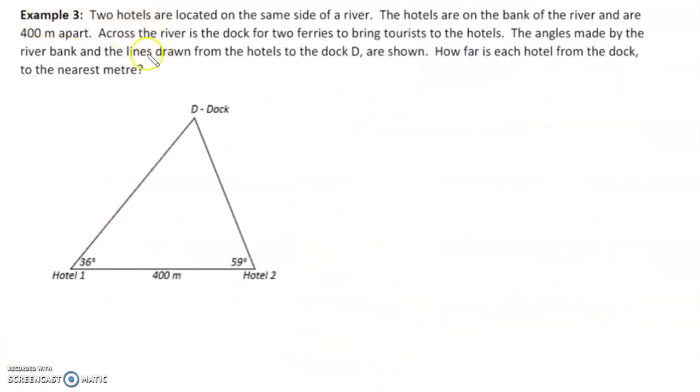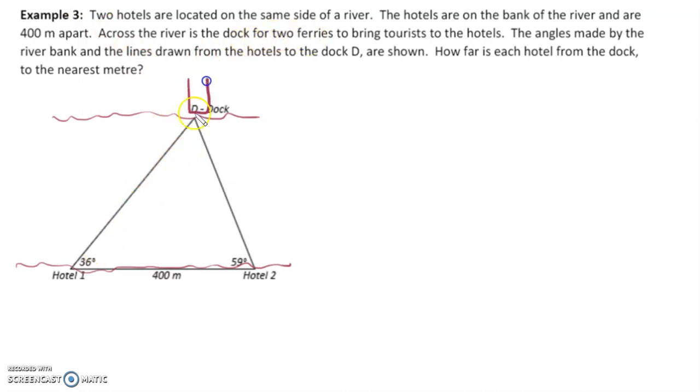Okay, last one. Example 3. Two hotels are located on the same side of the river. So this is probably one side of the river, this is the other side of the river. The hotels are on the bank of the river and are 400 meters apart. That's where that number comes from. Across the river is the dock for two ferries.